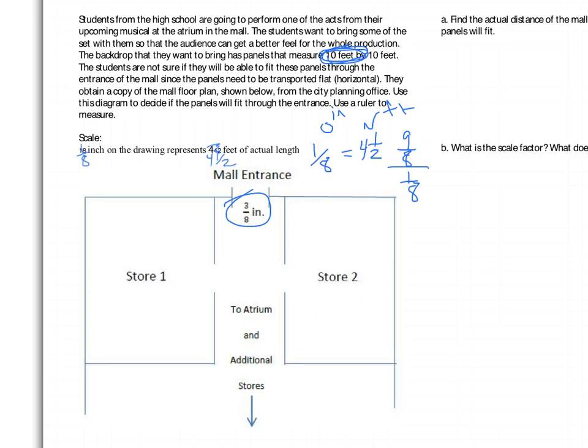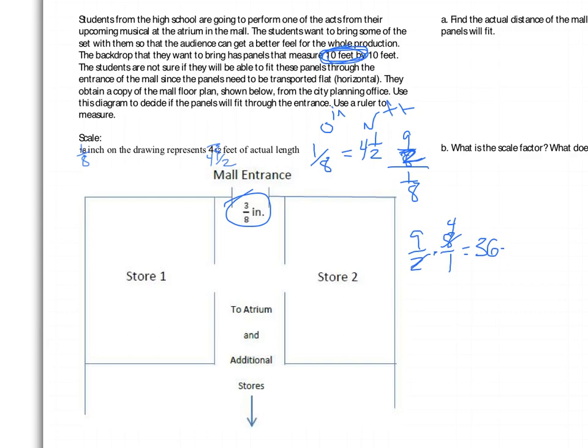4 1/2 is 9 over 2 divided by 1 over 8. So that's 9 over 2 times 8 over 1. Cross cancel, that's going to give me 4. And this tells me that we have a scale factor of 36. Alright, so that tells me that 1 inch is 36 feet.